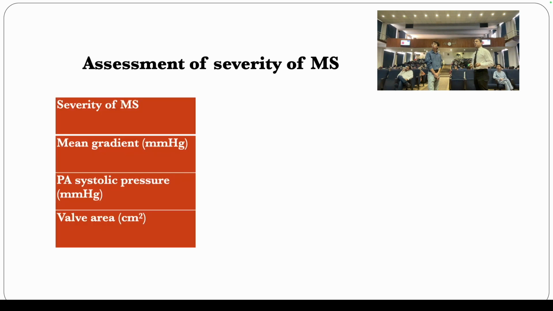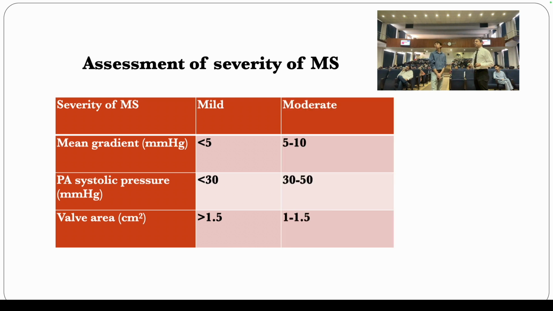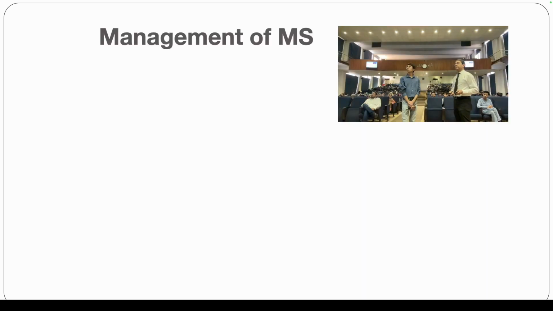Severity of MS is assessed from the pressure gradient and the valve area. If the pressure gradient is less than 5, it's mild; 5 to 10, moderate; if more than 10, it is severe. Pulmonary artery systolic pressure: less than 30, between 30 and 50, and more than 50. Valve area: more than 1.5, 1 to 1.5, and less than 1. So this is how we assess the severity on echo.